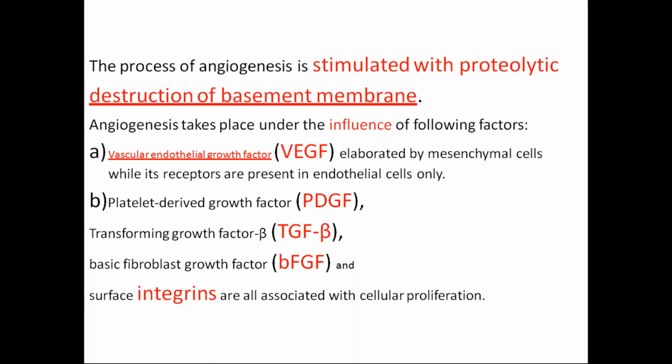Angiogenesis takes place under the influence of the following factors: vascular endothelial growth factor, platelet-derived growth factor, transforming growth factor beta, basic fibroblast growth factor, and surface integrins are also associated with cellular proliferation. These factors are all important in the process of angiogenesis. Vascular endothelial growth factor is released by mesenchymal cells, while its receptors are present in endothelial cells.